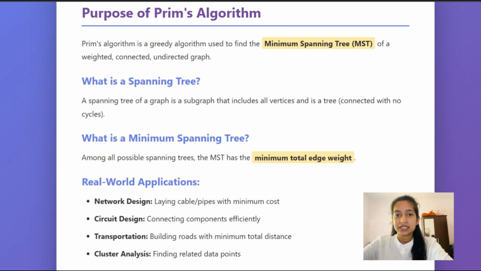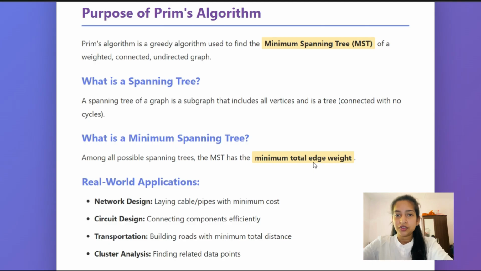But what makes it a minimum spanning tree? Among all possible spanning trees, the MST has the smallest total edge weight. That is the key: minimum total weight.